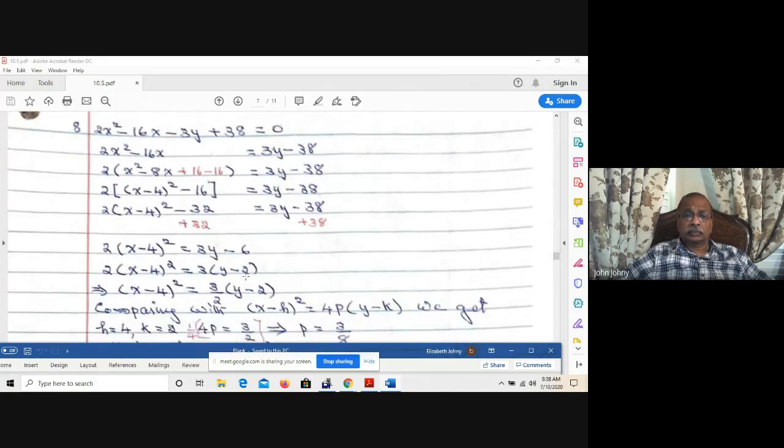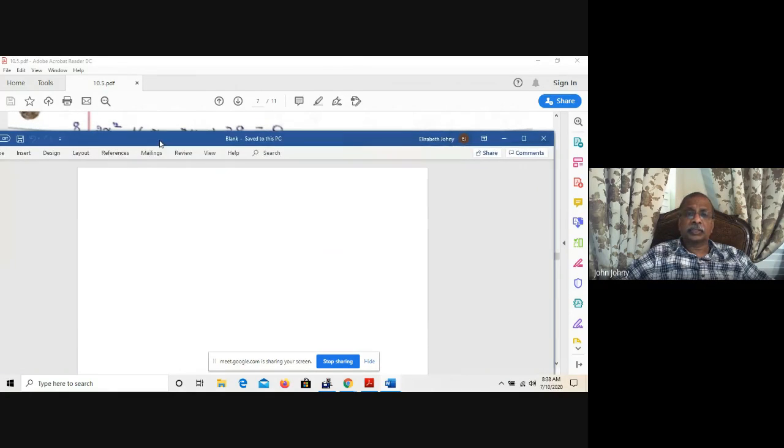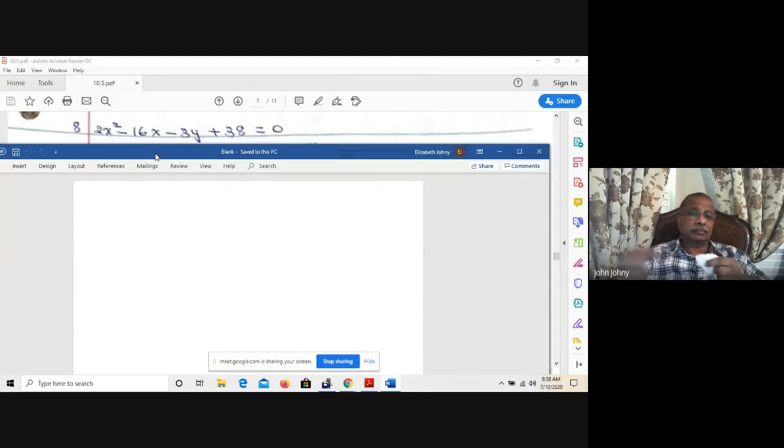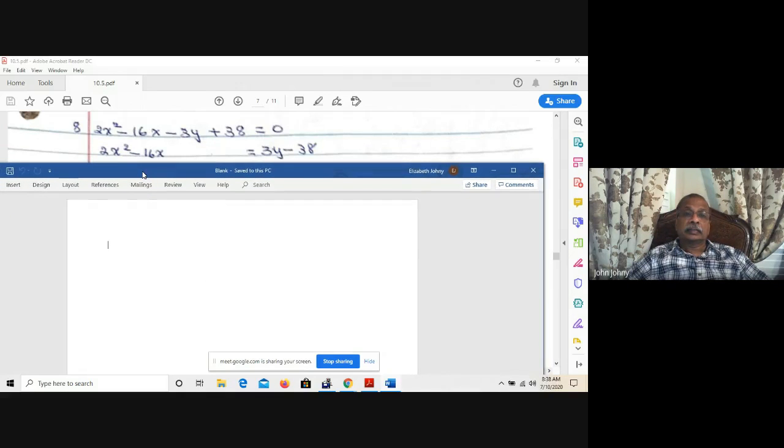Number 8, same kind of question, but the question is given like this. A little bit of algebra is involved, so you must be very careful. So 2x squared minus 16x minus 3y plus 38 is equal to 0. You move the y terms and the constant to the other side. So you add 3y and subtract 38. You get 2x squared minus 16x is equal to 3y minus 38.